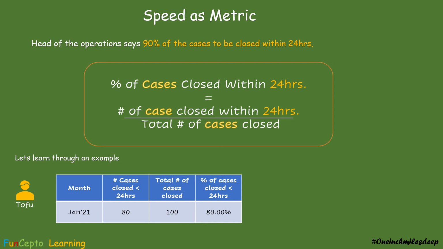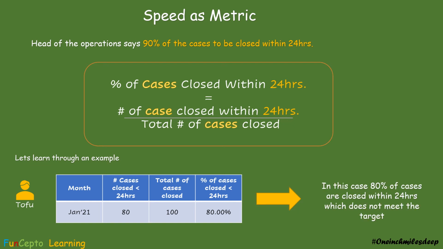Now he has also considered the total number of cases that has been closed by Tofu's team in January, which is 100. Now if you substitute these numbers in the above equation, you get 80% of the cases closed within 24 hours. Now Tofu is worried because he has not met the target which has been provided by the head of the operation. In this case, 80% of the cases are closed within 24 hours, which does not meet the target.